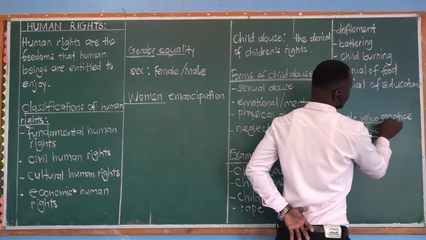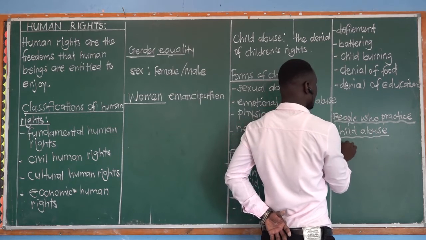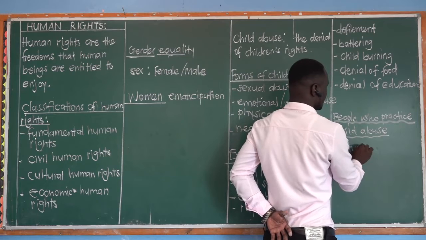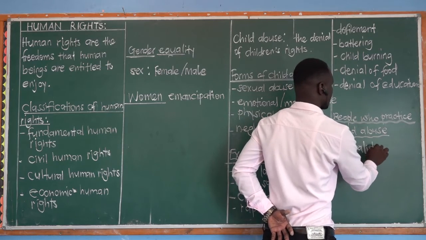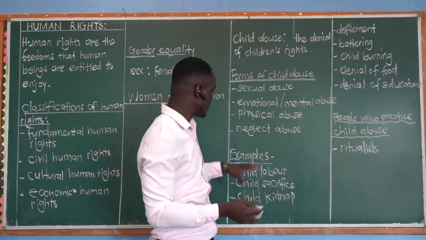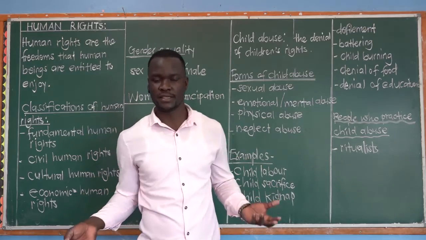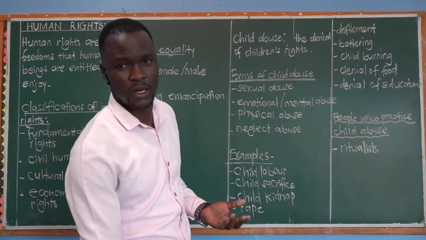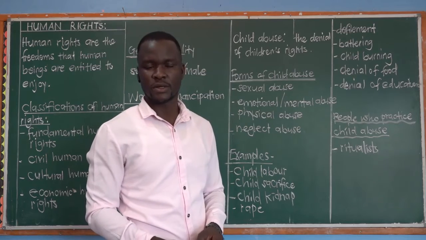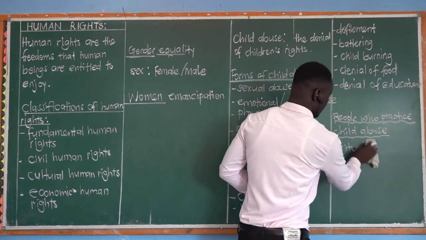The people who practice child abuse, among others, we shall have the ritualists. These are people who can kidnap a child and take the child for sacrifice. So we find that the person wants that child to be offered as a sacrifice, such that the person gets wealth, gets riches. So that is a person we call a ritualist.